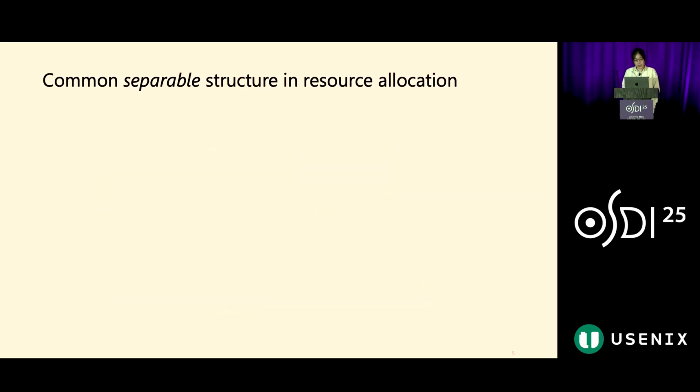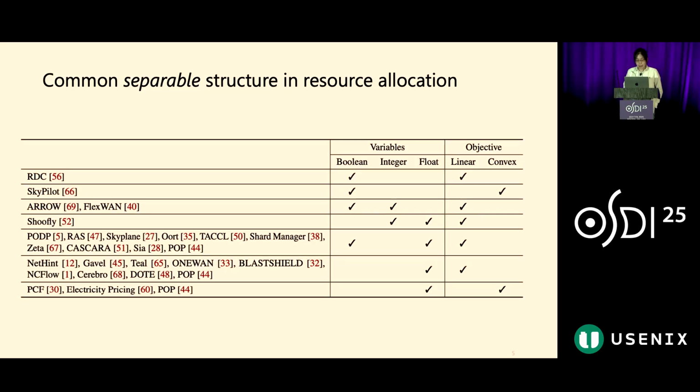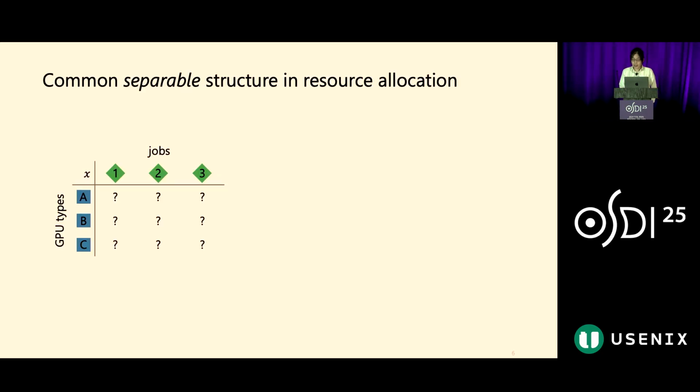To this end, we surveyed dozens of real-world resource allocation problems in recent literature, and we found that they all share a common separable structure. Let me explain what I mean by separable using a small example in cluster scheduling. In this example, every hour we need to decide how to allocate 3 machine learning jobs on 3 types of GPU, such as A100, H100, and V100.